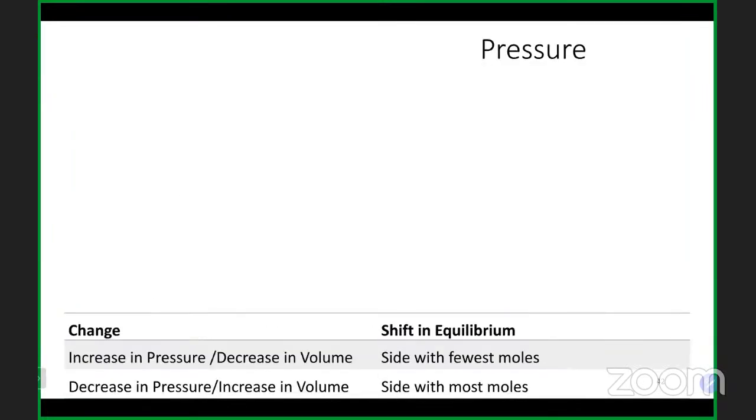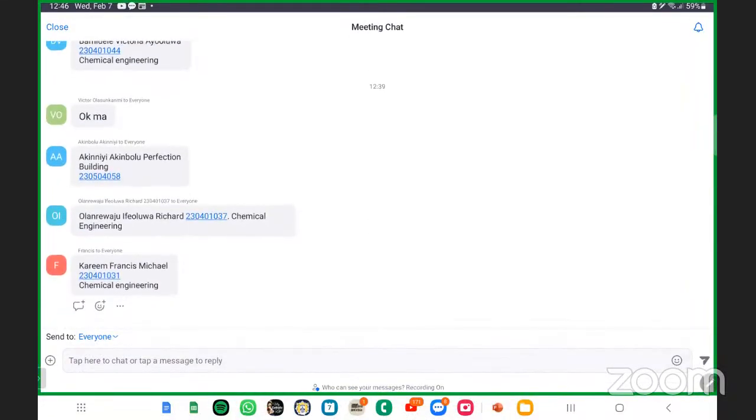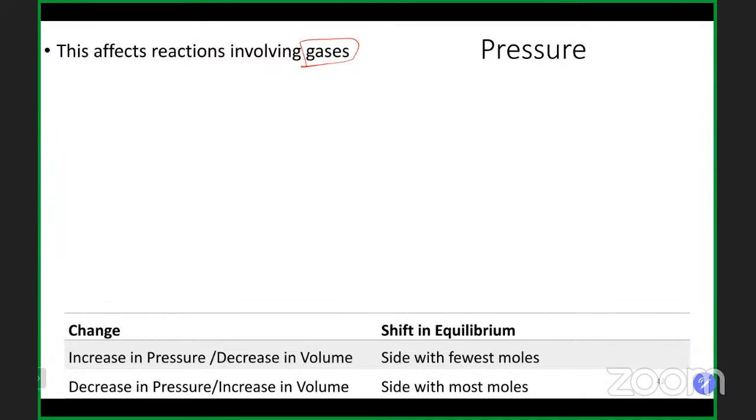Now let's look at pressure. Pressure effect is only observed with systems involving gases. That's because if you look at the three classical states of matter, solid, liquid, and gas, only gas is highly compressible, so it is the one that pressure affects.